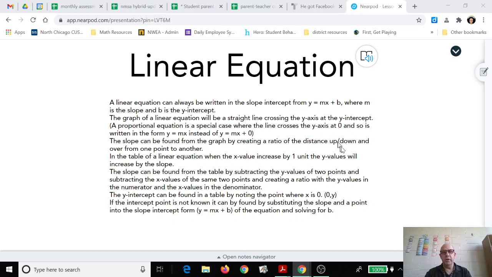The y-intercept is, if you're lucky and on the table the x is 0, then whatever the number is for y, that's your y-intercept. If you don't have it, but you find the slope from the table, you put that in your equation, y equals mx plus b. You take any point on that table, you take the x value and the y value, and you put it in that equation. So now instead of y equals mx plus b, you replace the m with the slope, you replace the y with a number and x with a number, and now you just solve for b. And whatever that is, that's your y-intercept.